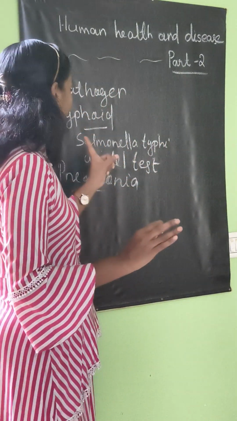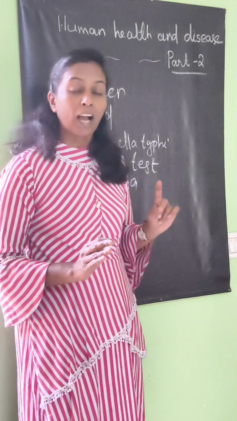These are the two diseases we have discussed, which are bacterial diseases. Diphtheria, plague and dysentery are also bacterial diseases. Typhoid, pneumonia, plague and dysentery are examples of bacterial diseases. In the next video, you can watch about viral diseases.